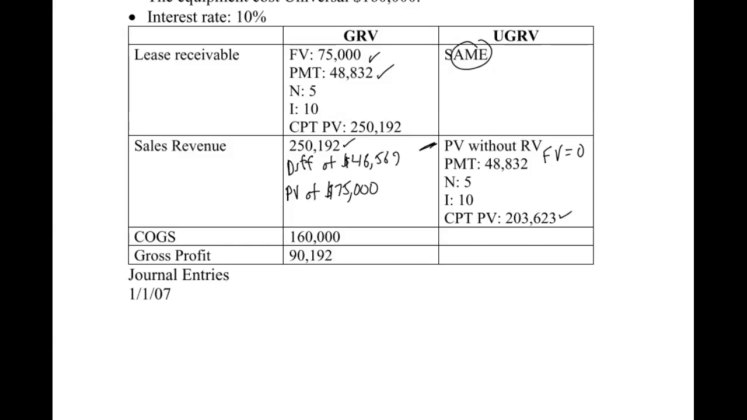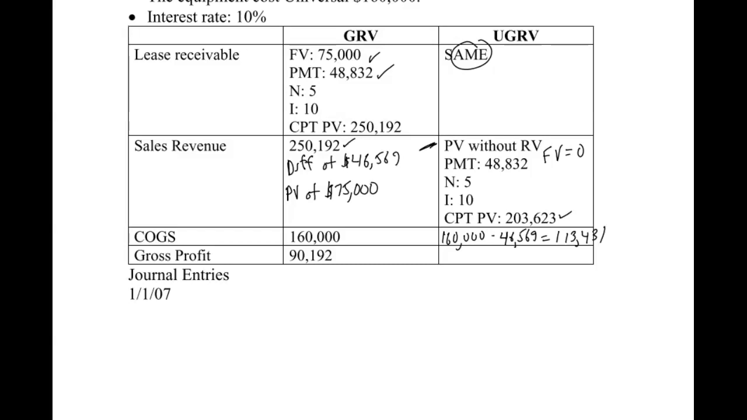One includes a future value of 75, one does not, and so that present value of that number is the only difference between the two sides. All right, for the cost of goods sold up here, remember, we are going to back out the present value of an unguaranteed residual value, so that's the 46,569. So that equals 113,431. And then our profit is just our revenue less cost of goods sold.